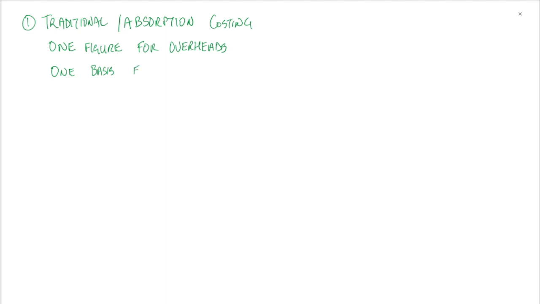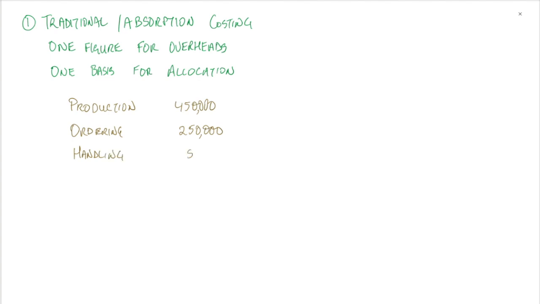In this approach, we have a single figure at the end of the day for overheads and a single basis for allocation. So in this question, you're not given a single figure for the overheads. You're given production of 450,000, ordering of 250,000, handling expenses of 55,000, and utilities of 85,000. But it's easy to get the overall amount of overheads. Just add all of those up to get 840,000 euro. Once we have this, we need to look at the basis for allocation. And so in this question, the obvious one to use is labor hours.